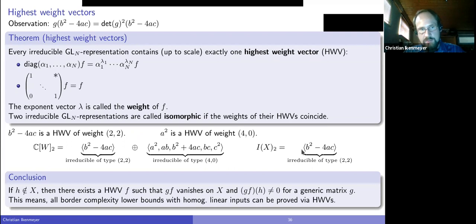And this means that lower bounds can always be proved using highest weight vectors. You take a highest weight vector, and this is like a random matrix G. You move the highest weight vector, put it in a general position, and those functions are enough to separate, to prove all these border complexity lower bounds, always. And that is, of course, great.